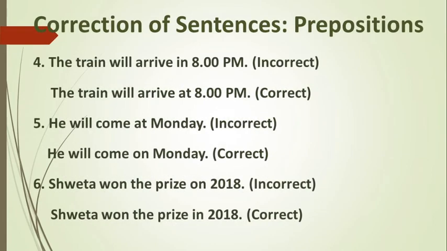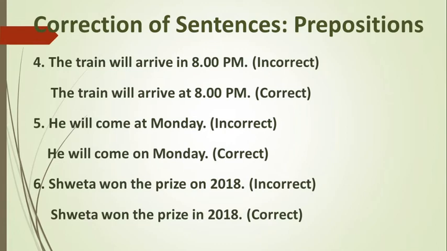Next example, the train will arrive in 8 p.m. The train will arrive at 8 p.m. So the second sentence is the correct one because the preposition at is used to refer to the exact time and not in. So we have to use at, not in.